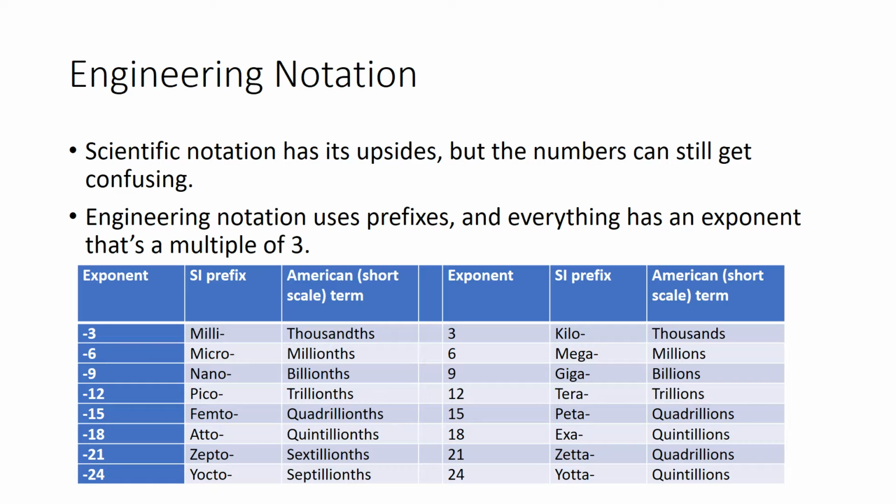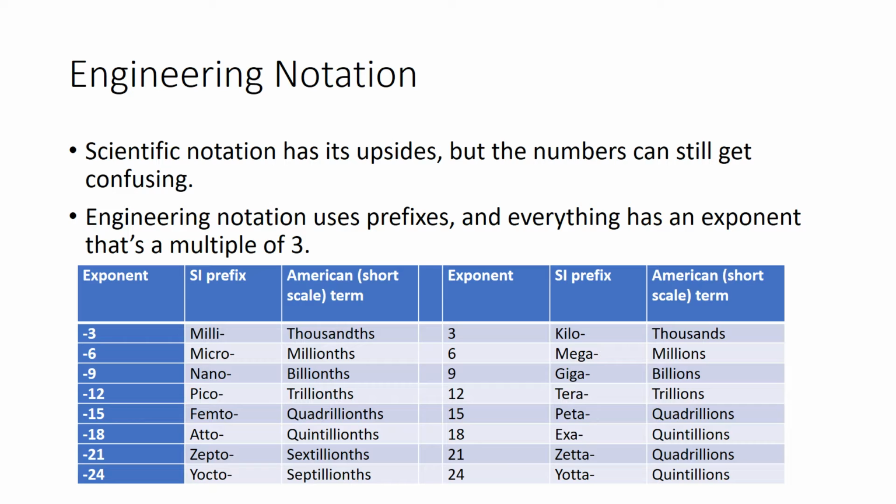On the left-hand side, you've got negative exponents. So 10 to the power minus 3, that's the same as 1 over 10 to the 3, or 1 over 1,000. So that's your thousandths. And that's represented by milli, so milliliters, milligrams, that sort of thing. Then you've got microliters, or whatever you like, minus 6. Nano something is minus 9. That's billionths, and so on.